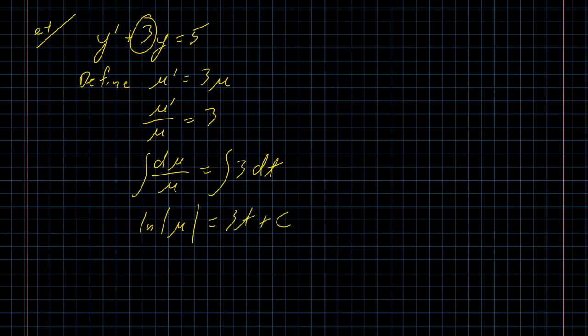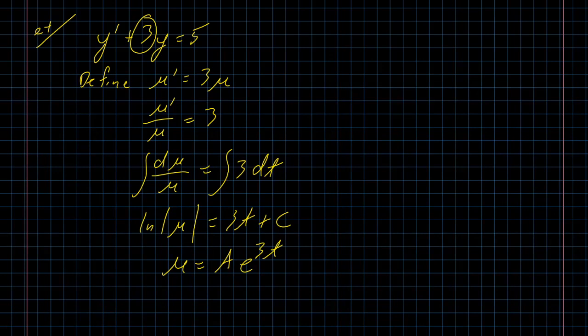And we've seen this many, many times already. We know that this is going to turn into mu itself is equal to some constant a times e to the 3t. All right, there is our family of solutions to the first of the differential equations that we are looking at.